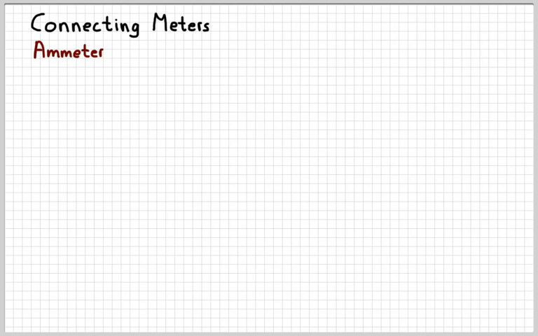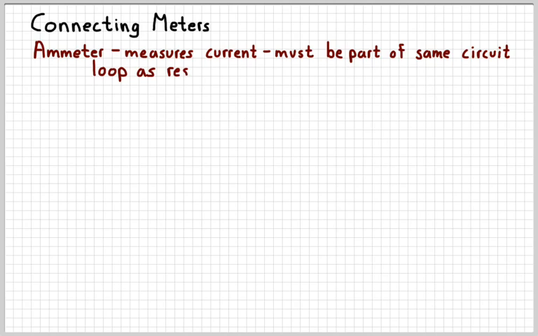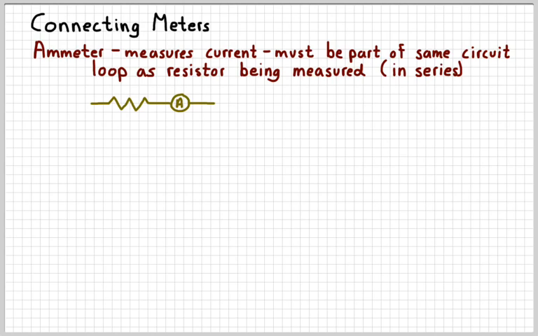We talked a little bit earlier about the 2 meters that we're going to need to be able to use in labs to measure potential and current. An ammeter is a device which measures electric current. The way that we connect it in a circuit is it has to be part of the same circuit loop or path as the resistor being measured. We refer to this as being in series. So to draw a simple picture, you would connect an ammeter like that. The current going through the resistor has to be the same as the current going through the ammeter, otherwise the ammeter is not going to measure the current going through the resistor.